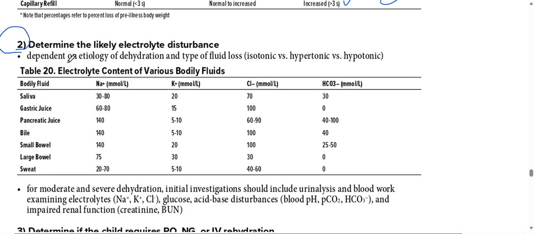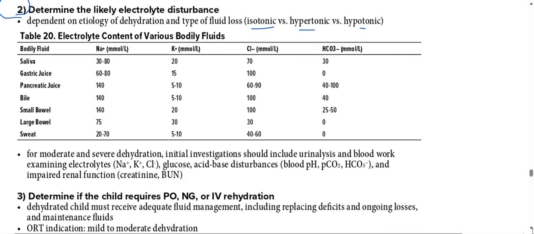Next thing we need to see is that, depending upon etiology of dehydration and type of fluid loss, it can be isotonic versus hypertonic versus hypotonic. Also, whenever dehydration happens, for moderate and severe dehydration, initial investigations include basically urine output analysis and blood work.